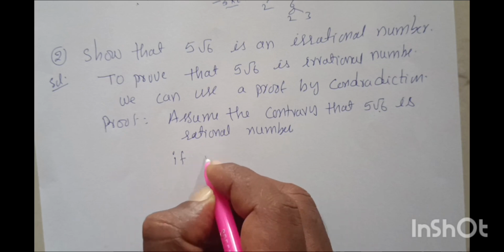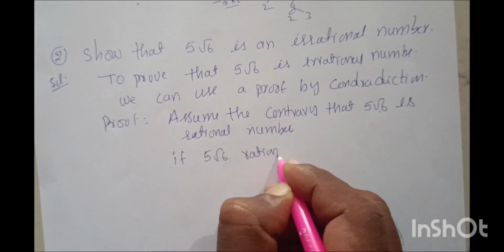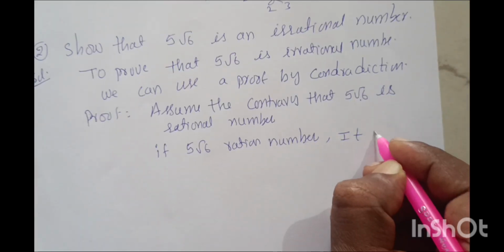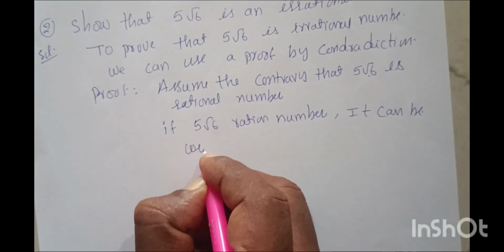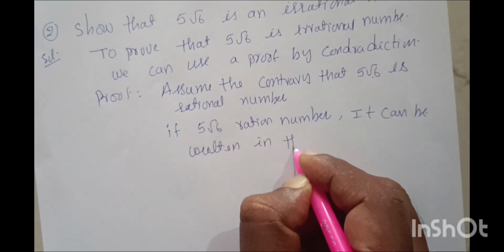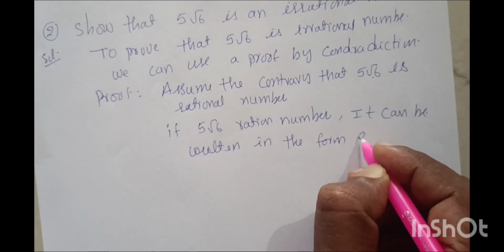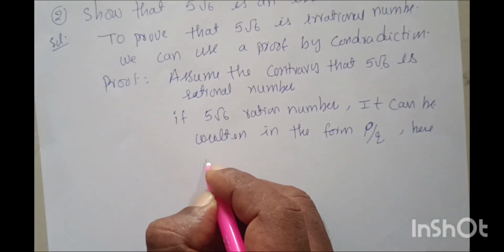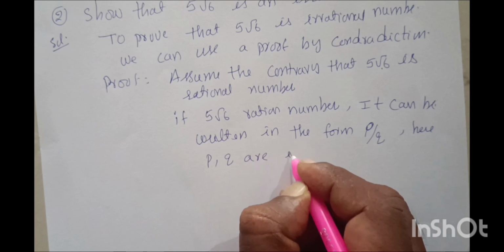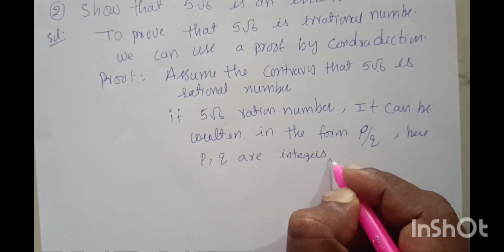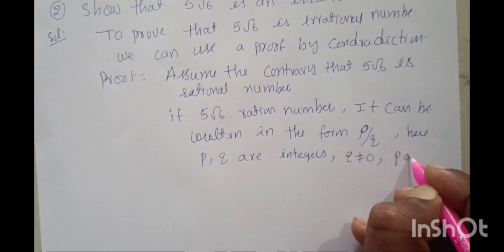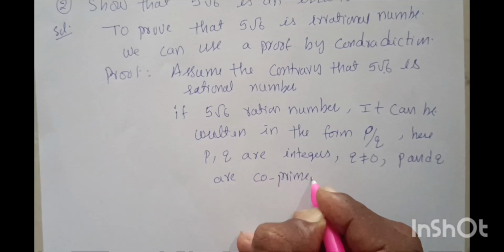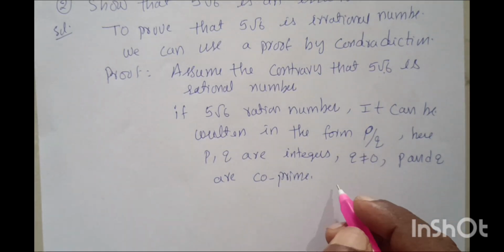That means if 5 root 6 is a rational number, it can be written in the form a by b or p by q, where p and q are integers and q is not equal to 0, and p and q are co-primes. That means the common factor is 1.